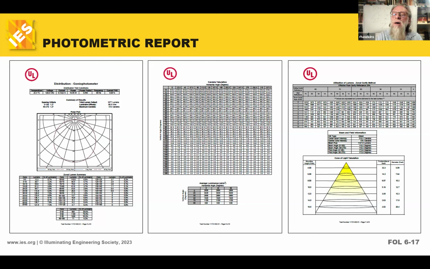Right? Coefficient of utilization chart is next, and we will go much more deeply into that in a while. And then they talk about beam and field angles. Well, we'll talk about that a little more when it comes up on one of these charts.